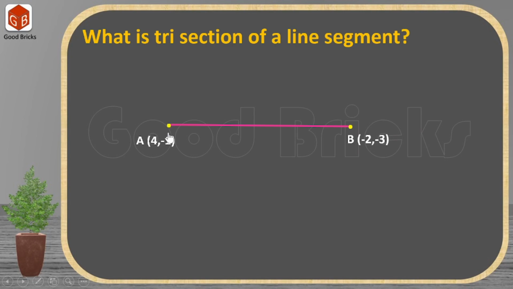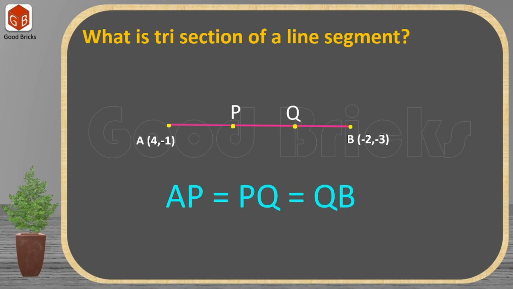See here, these are the 2 given points, and we have one point here on the AB line segment, and one more point again on the AB line segment. Now these 2 points are dividing the AB line segment into 3 equal parts, so that AP is equal to PQ is equal to QB. So this kind of points are called trisection of a line segment.